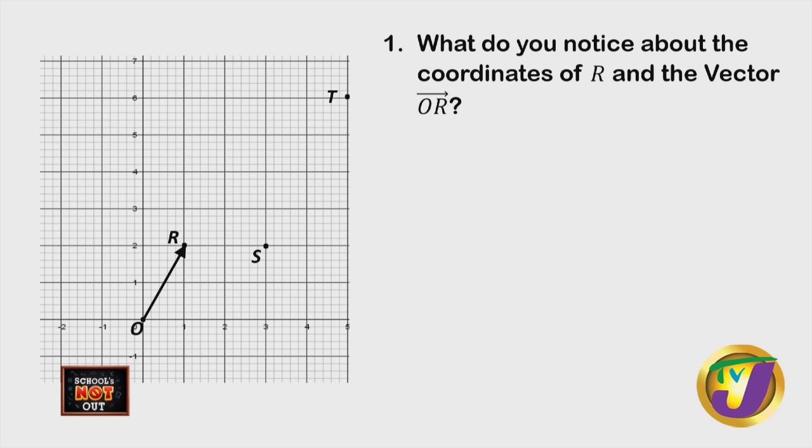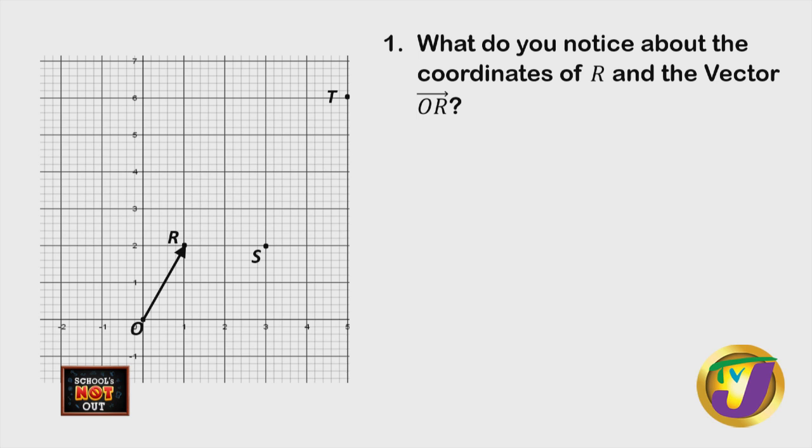So what about now the vector OR? For the vector OR, we're noticing that the starting point is O and the end point is R. So we're looking at the movement. I'm seeing a movement to the right, so that looks like a positive movement, of 1 unit. And then I'm noticing a movement of 2 units upward, and that looks like positive 2. So that vector is (1, 2).